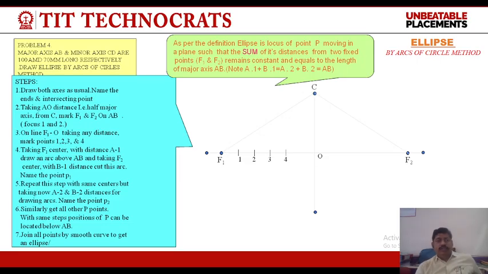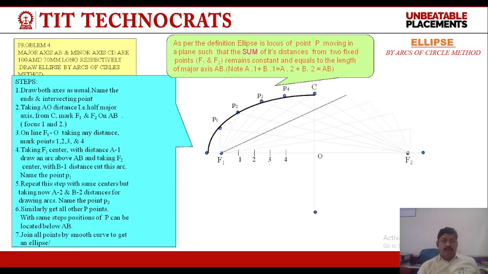On line F1 O, mark points 1, 2, 3, 4, and the same process on this side. From B, name the points P1, P2, P3, P4, and repeat this step with the same center by taking now A2 and B2 distances from the drawing, naming the point P2. Similarly, at all other P points, the same position of P can be located below AB. Join all points by a smooth curve to get an ellipse.